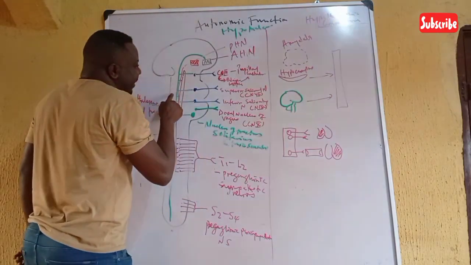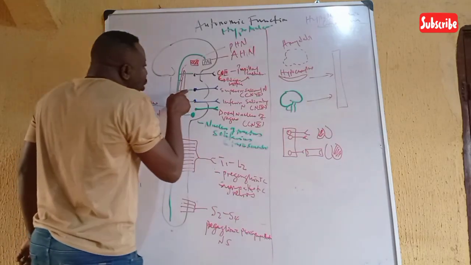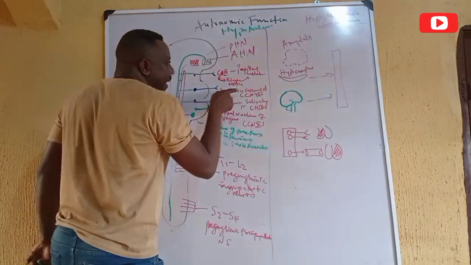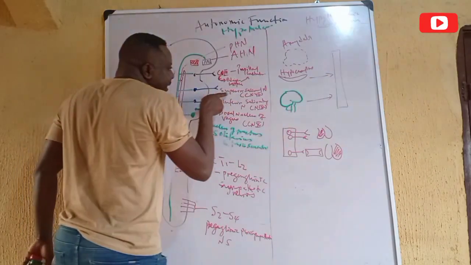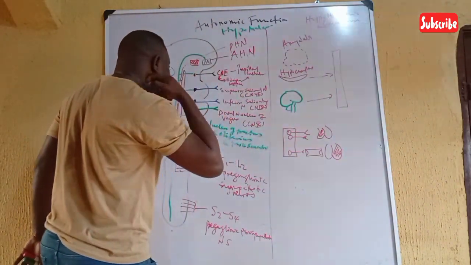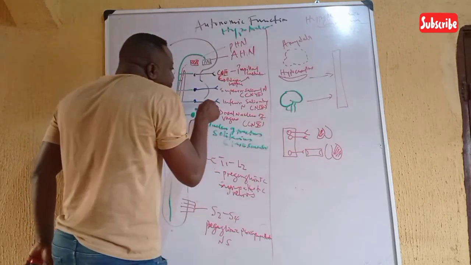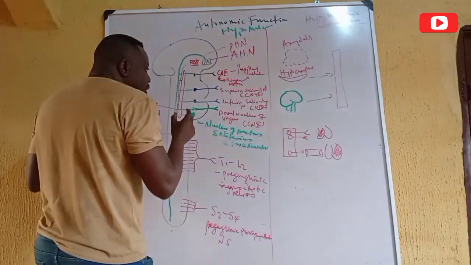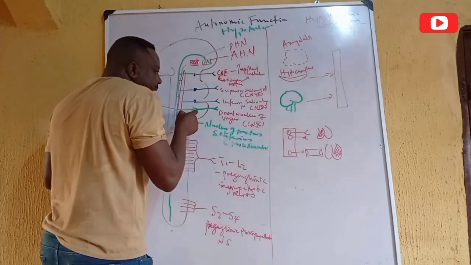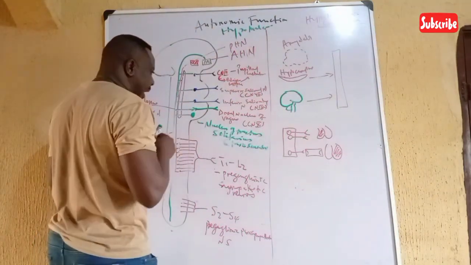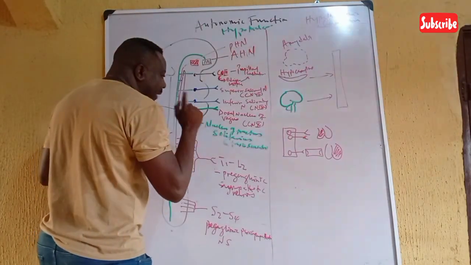Another nucleus that is connected with the dorsal longitudinal fasciculus is the superior salivatory nucleus. The superior salivatory nucleus has an involvement with the facial nerve, which is cranial nerve 7. Another nucleus is the inferior salivatory nucleus, which has an involvement with cranial nerve 9. Also, it has a connection with the vagus nerve, particularly the dorsal nucleus of the vagus nerve. Another nucleus is the nucleus of tractus solitarius.